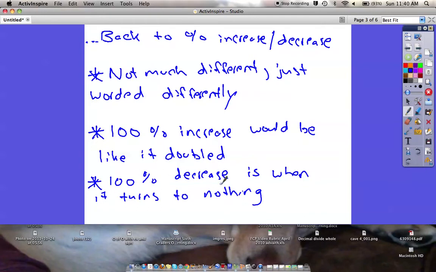If you have a 100% decrease, that's like you're taking away everything. So for instance, if I started with $25 and I decreased my amount by 100%, well, if I decrease 25 by 25, that means I have nothing left. It's not half, it means I have nothing left. So make sure that these two concepts are things you keep in mind, but I think you'll understand this more as we move forward here.